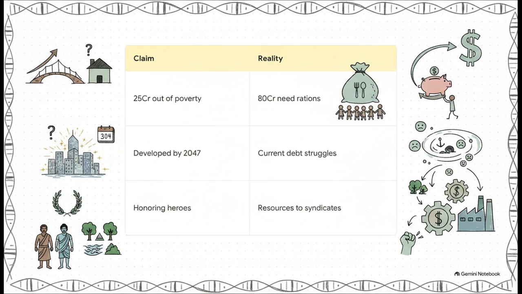Next, regarding the promise of a developed India by 2047, the author notes that future promises offer absolutely zero relief to citizens drowning in debt today. Finally, the text points out the stark irony of honoring historical heroes like Birsa Munda and Jyotiba Phule, while the very resources they fought for, like water, forest, and land, are actively being handed over to corporate syndicates.